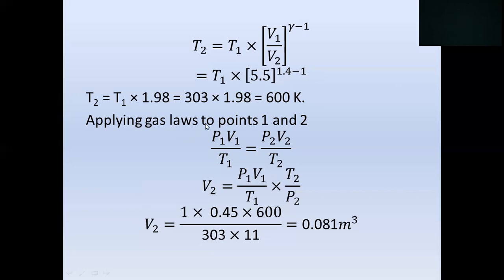Then applying gas law to points 1 and 2, P1 V1 by T1 is equal to P2 V2 by T2. Therefore, V2 is equal to P1 V1 by T1 into T2 by P2. The pressure value P1 is 1, the volume V1 value is 0.45, then temperature T2 is 600, T1 is 303, P2 is 11 bar. So you get the value for V2 as 0.081 meter cube.